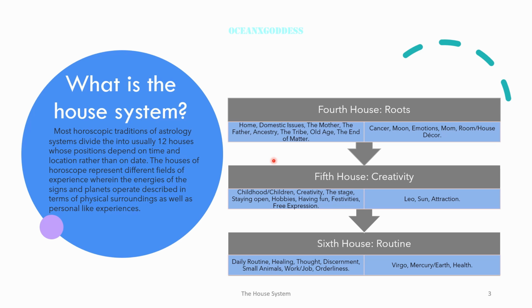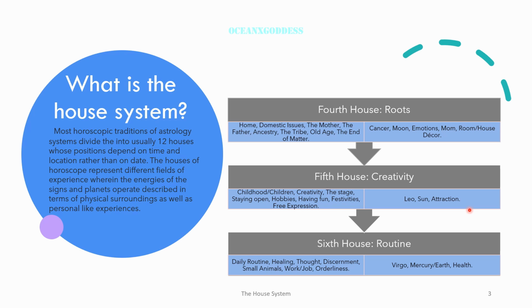Some things that are 5th house values are childhood and children, creativity, the stage, staying open, hobbies, having fun, festivities, and free expression. Some things that correlate to the 5th house are Leo, the sun, and attraction. When I say attraction, I mean emotional attraction, or even physical attraction, like what type of person or what type of looks you're most likely to be attracted to, or what makes your heart flutter in that way.